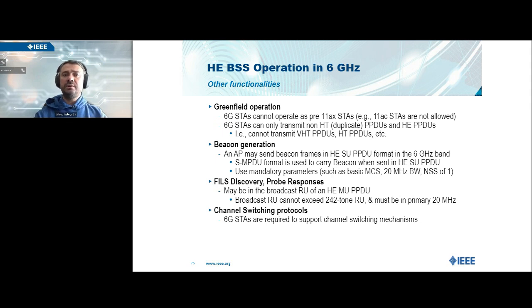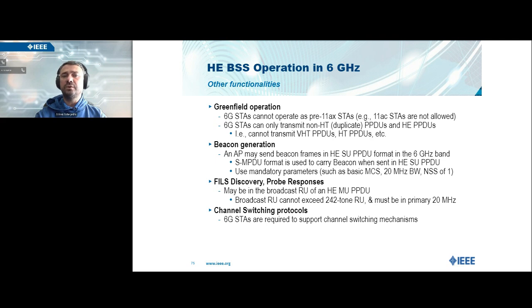Beacon generation, similarly. Generally we generate beacons in non-HT PPDU format because of legacy presence, but in 6 gigahertz, given that all stations are going to be 11ax devices, the beacon is also allowed to be carried in an HE SU PPDU as long as it's using mandatory MCSs, the 20 megahertz bandwidth, and NSS equal to 1, which are parameters that are required to be supported by default by all the stations. So all of them can support the reception of the beacon.